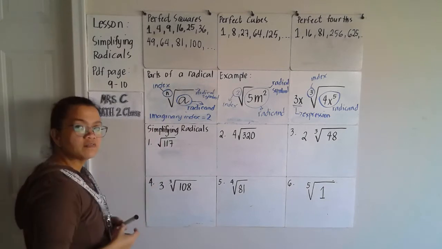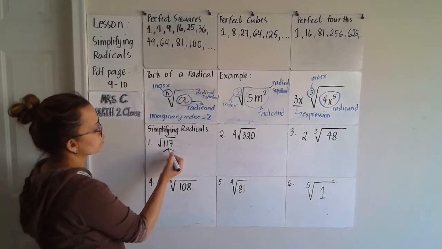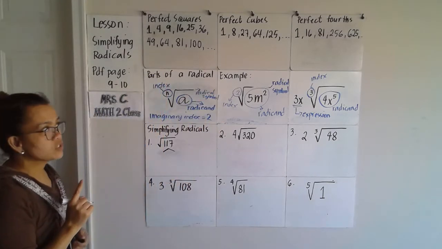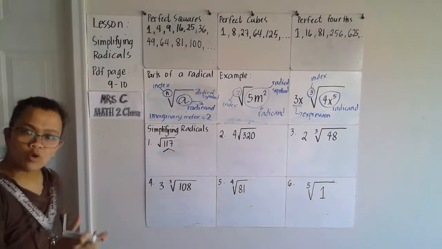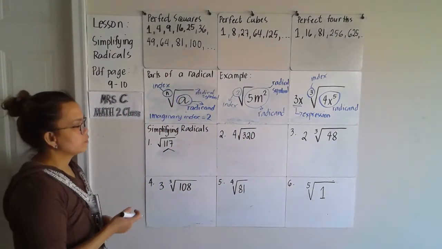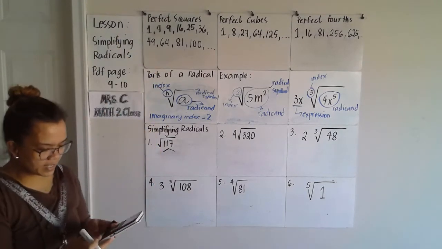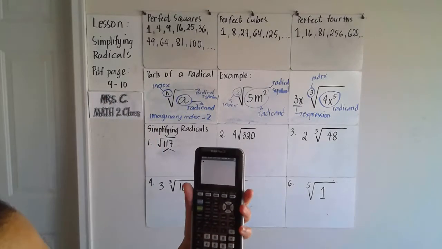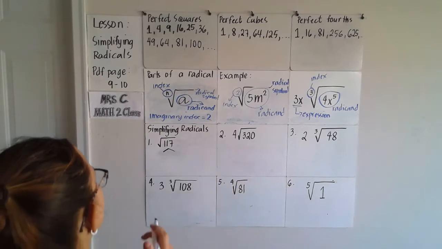So 117, we need to break down 117 and think of a factor that contains a perfect square. See, now we are using these things because it is related to our main topic for today. So 117, is 117 divisible by 4, by 9? I will just use my calculator and let us see. So 117, let's see if it is divisible by 9. Yes, it is. So 9 times 13.